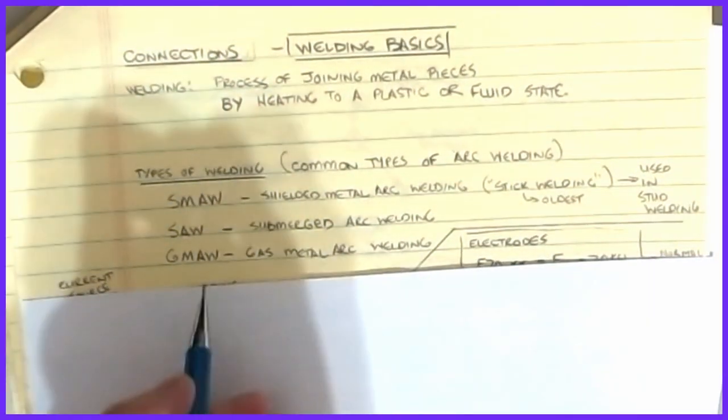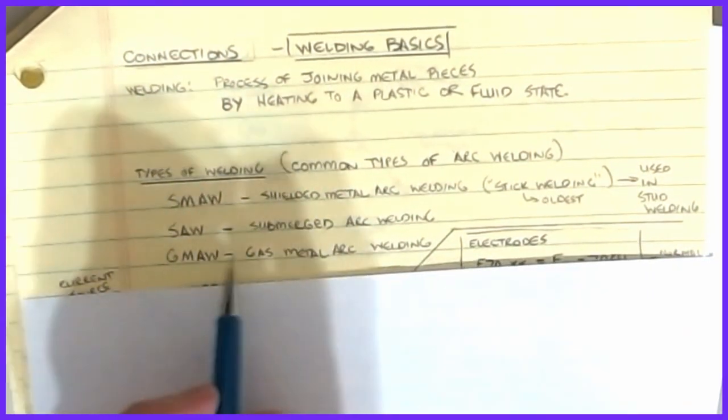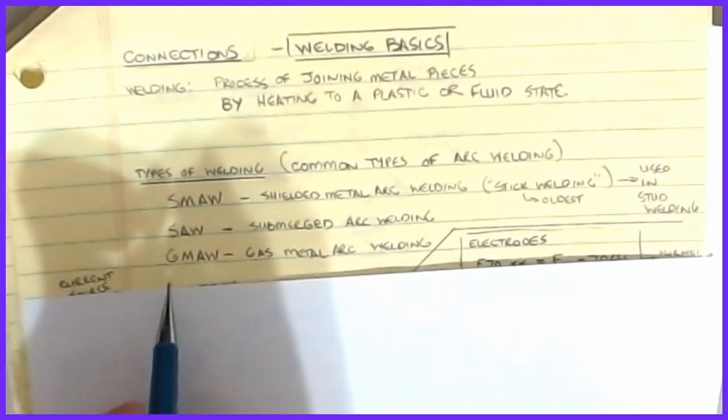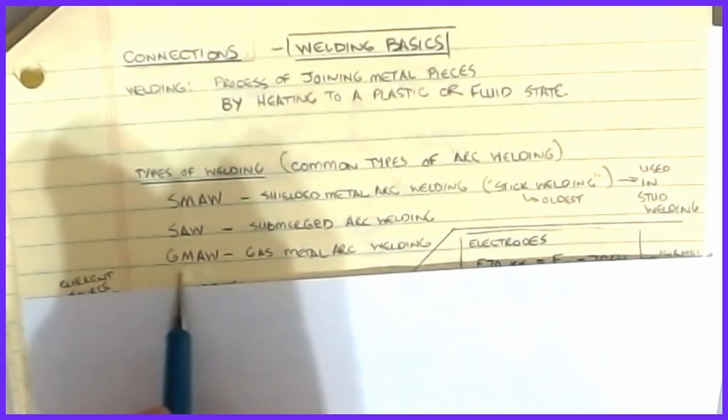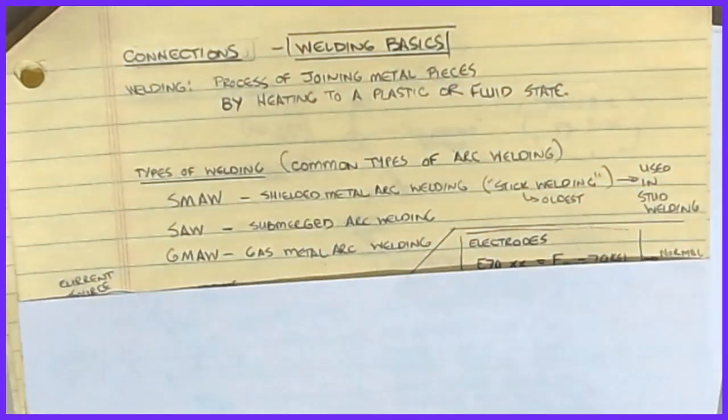The next one is the SAW method, which is submerged arc welding. And then another one is called GMAW, which is gas metal arc welding.